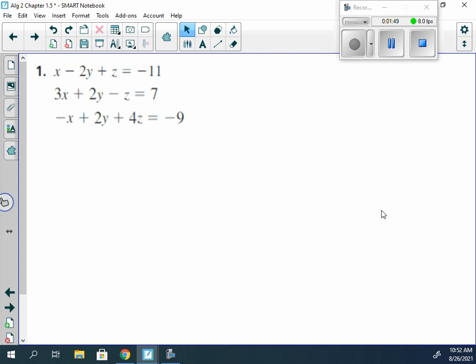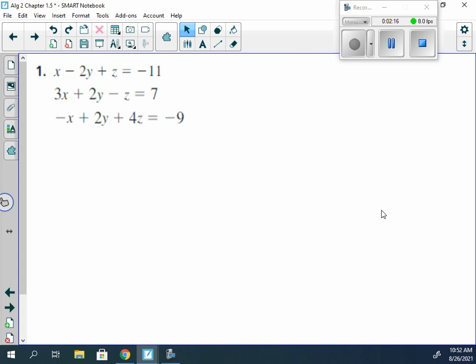So this here is going to be the first equation that we look at today. So here we have x minus 2y plus z is equal to negative 11. 3x plus 2y minus z is equal to 7. Negative x plus 2y plus 4z is equal to negative 9. So the first thing we need to do is pick a variable to eliminate from all 3. Which variable do we want to eliminate first?